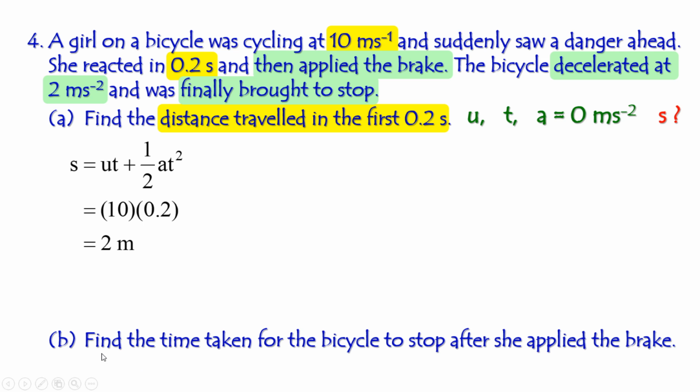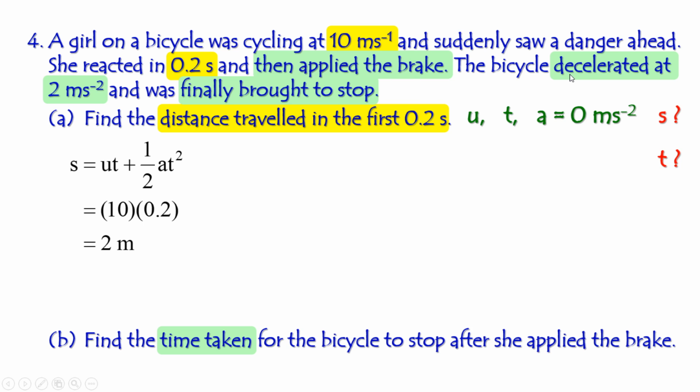Okay, so for part B, find the time taken. You have to find out the time for the bicycle to stop after she applied the brake. It also asks about the motion for the second part of the motion, the green part, right? She applied the brake. Okay, so what is the time taken for the bicycle to stop? So check what information you have, okay, to find the time t.